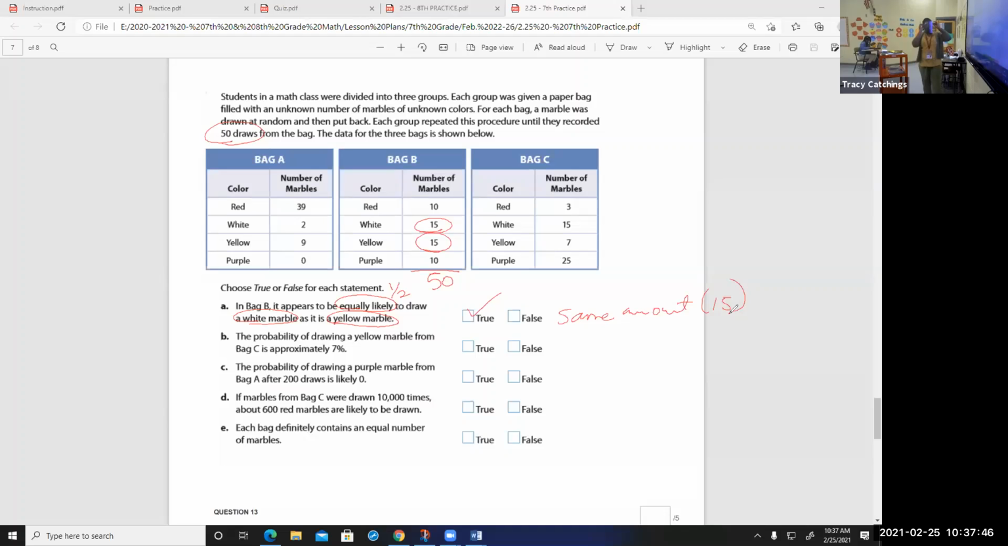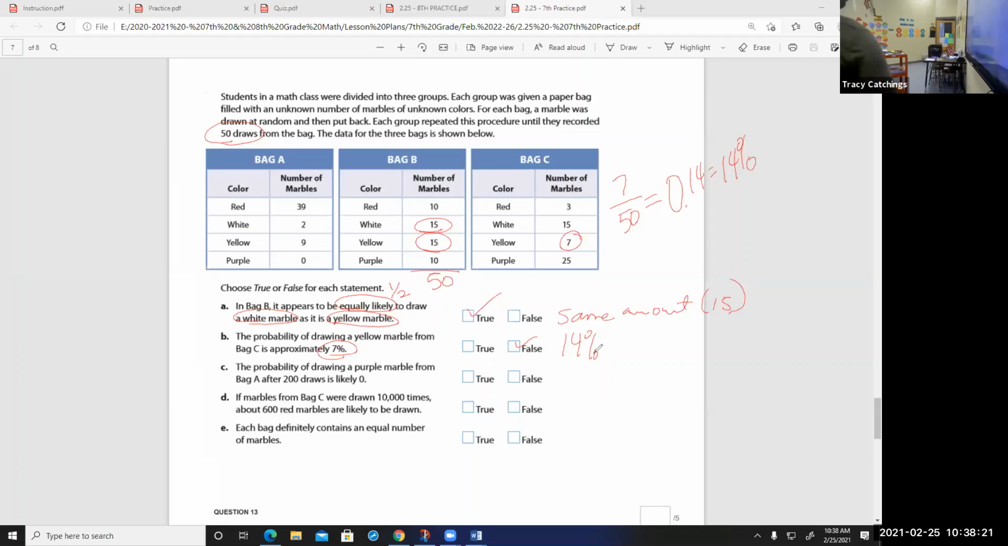All right. The next one says the probability of drawing a yellow marble from bag C is approximately 7%. All right. Bag C, yellow, 7. 7 out of 50 is gonna give me 0.14. So I would say false. It would have been 14%.